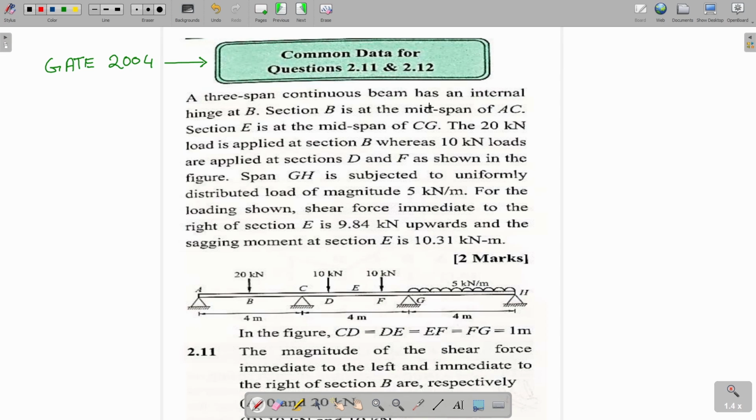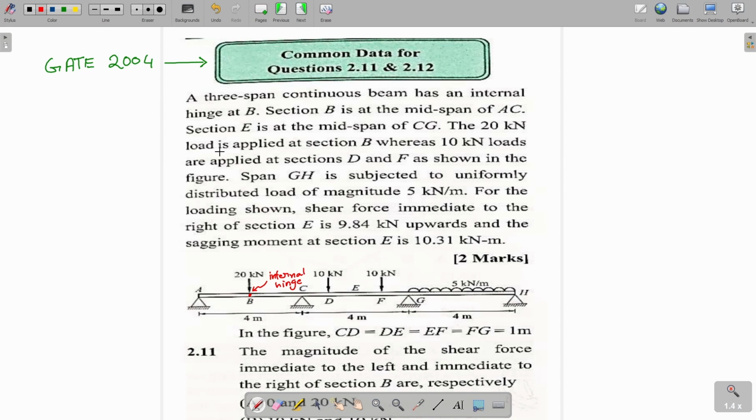A 3-span continuous beam has an internal hinge at B. Section B is at the midspan of AC. This is B at the midspan of AC. And there is an internal hinge, that is, at B there is an internal hinge. This point is an internal hinge.